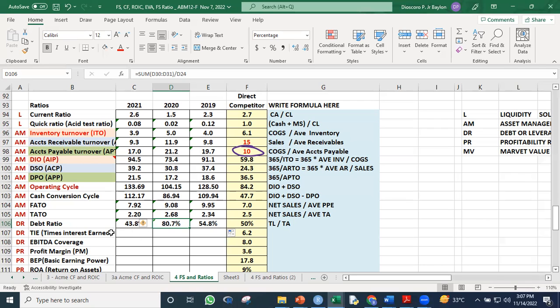Okay. So here, if we compare this with 50%, hindi kasi natin nakita yung 2020 at saka 2019, we can only say that mas less leverage tayo. Now, is that good or bad? We cannot say. Hindi natin pwedeng sabihin na mas okay si direct competitor. Masasabi lang natin na mas leveraged siya. Kasi 50% yung debt ratio niya, tayo around 44% lang.